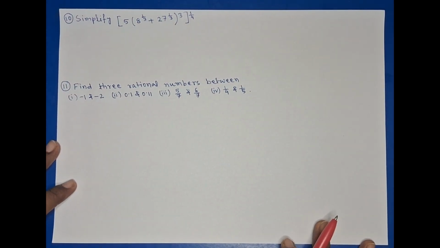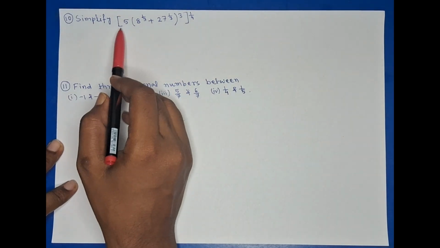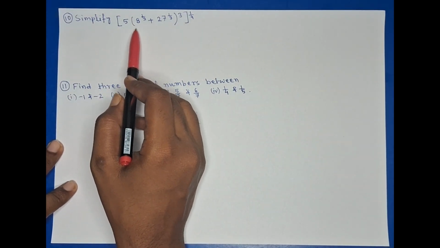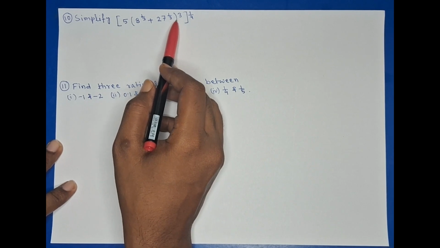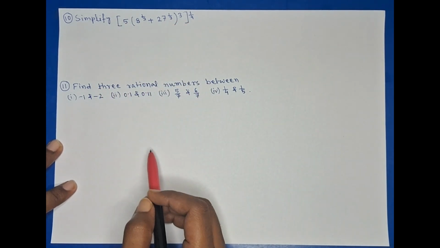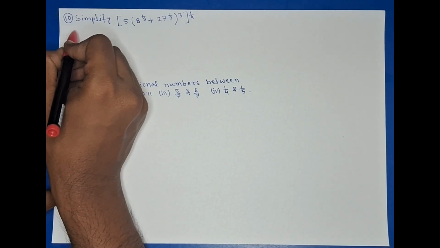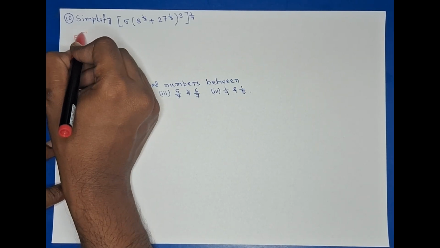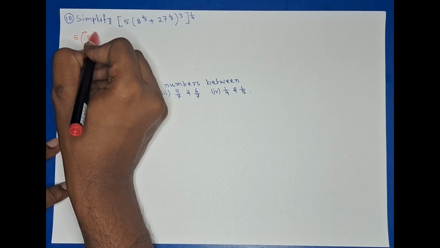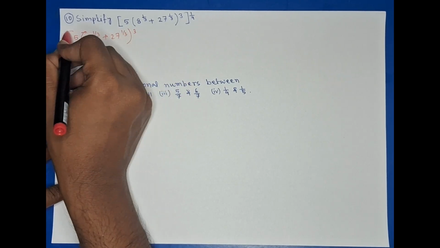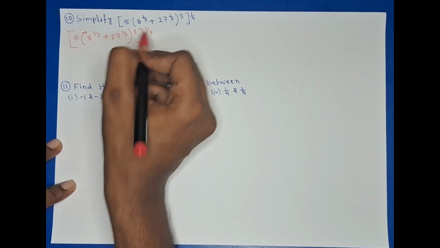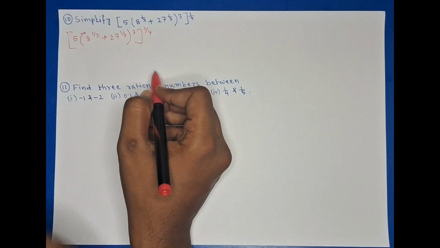Now the question number 10. Simplify 5 into (8 to the power 1 by 3 plus 27 to the power 1 by 3) whole cube, whole to the power 1 by 4. So let us solve it. 5 into (8 to the power 1 by 3 plus 27 to the power 1 by 3) whole cube, whole to the power 1 by 4. Okay.